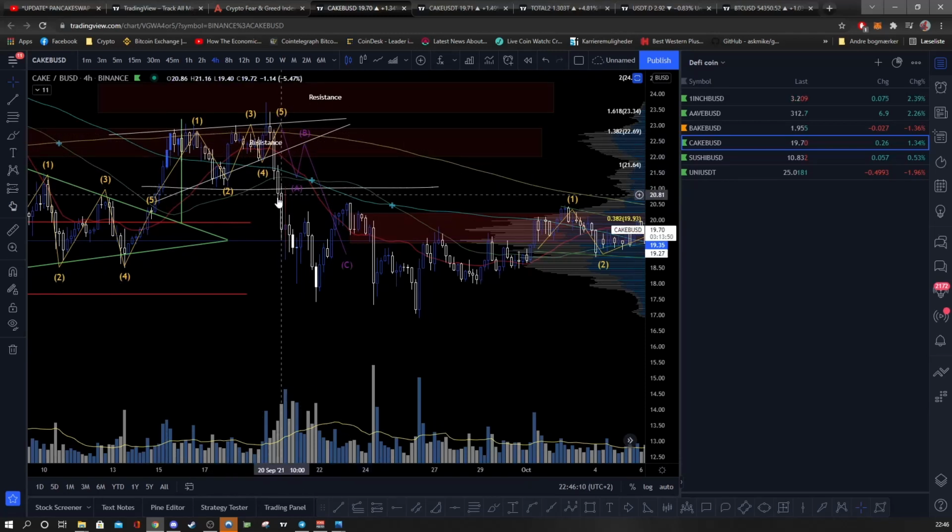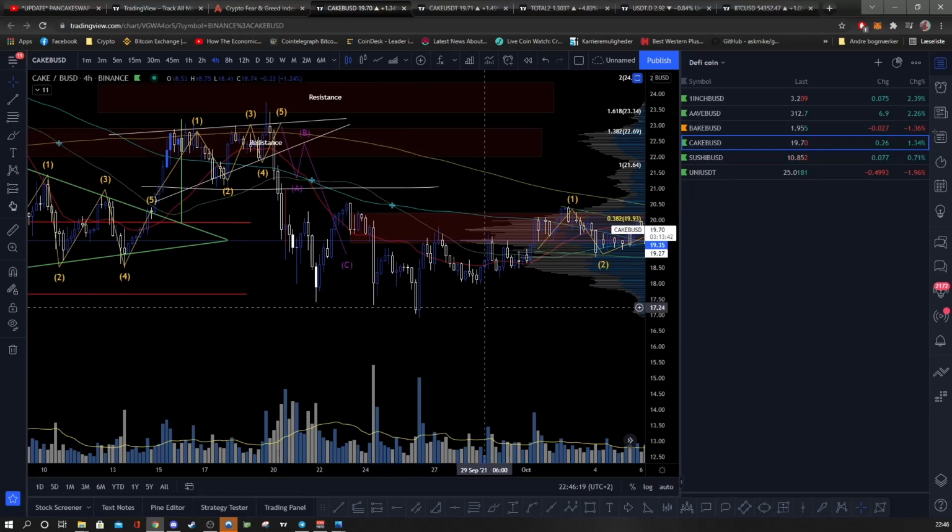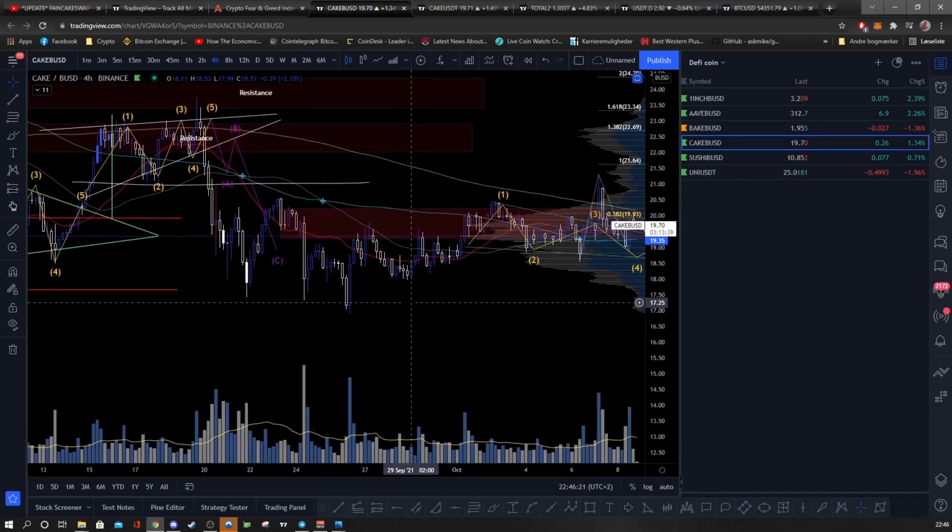And look, guys, it hit my first target, which was around here, and then I hit my second target and actually went below my second target, which was around here, and then it had great support right now. So yeah, guys, but the thing is, what's next for Cake? Are we going to see more upside now? Are we going to see more downside now? Well, that is a great question, guys.